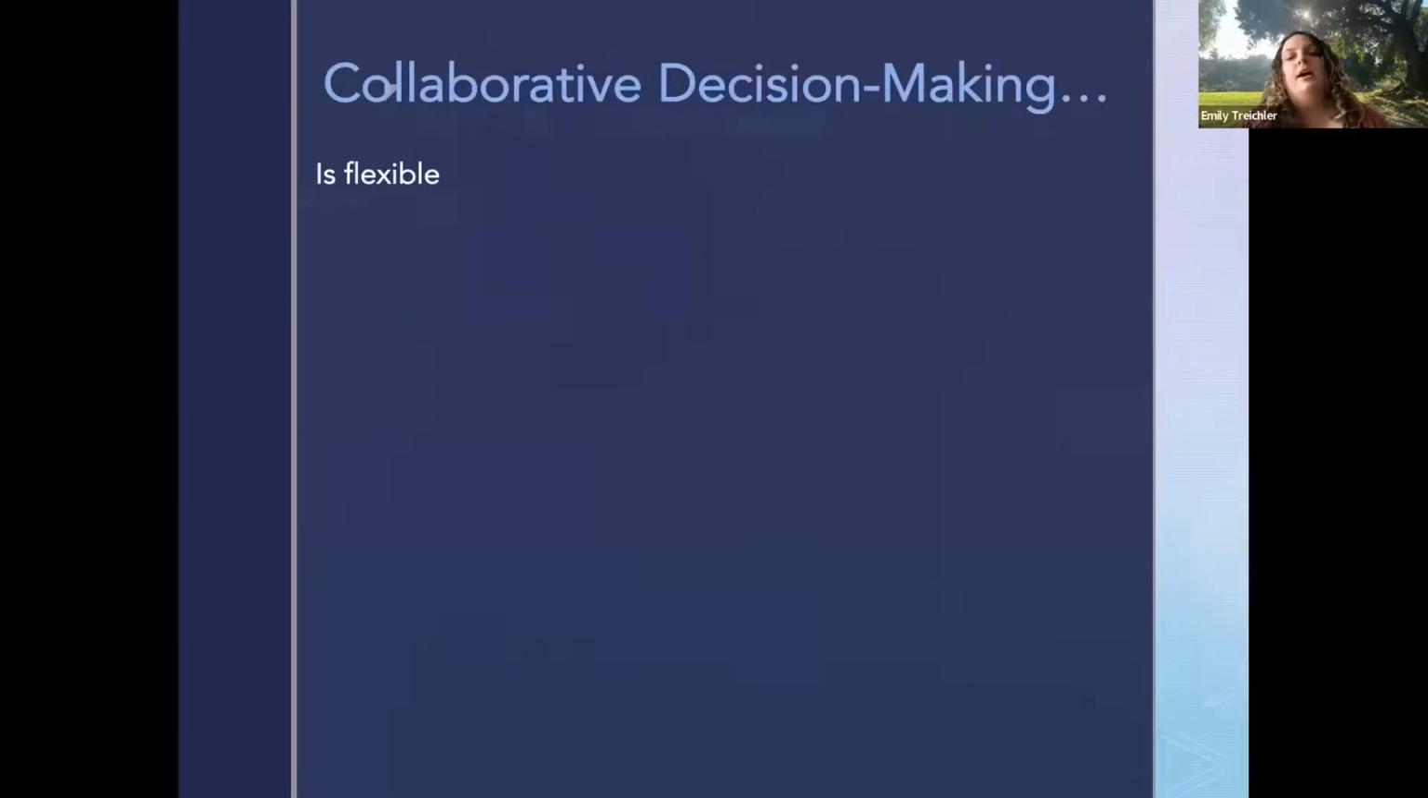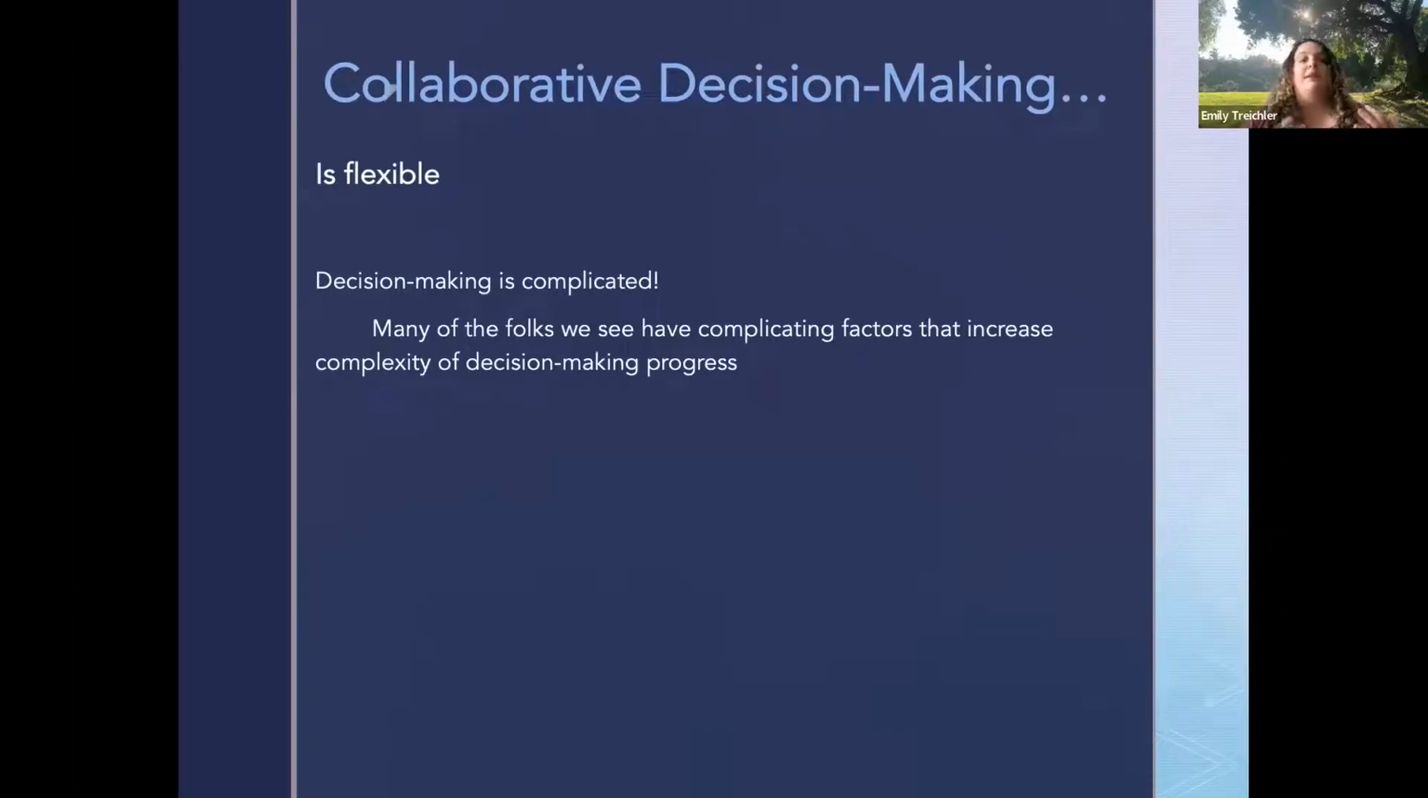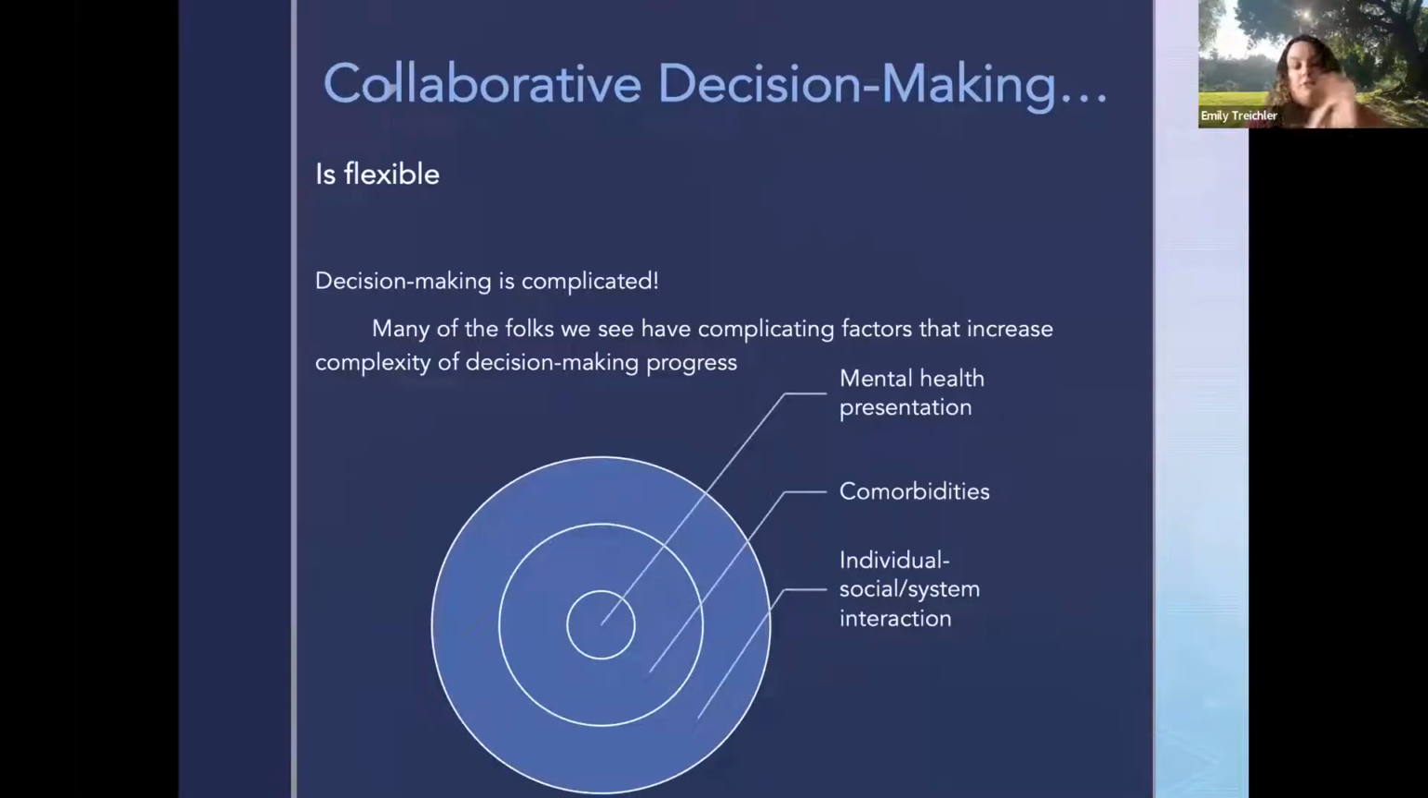And then finally, collaborative decision-making is flexible. I don't have to tell an audience of clinicians that clinical decision-making is complicated. And a lot of things can make it more complicated when we're working with folks who have often a huge range of complicating factors. And that can happen at a huge number of different levels. It could be that they have many different symptoms across different domains, high severity or duration of symptoms, lots of comorbidities, physical health, substance use, other things like that.